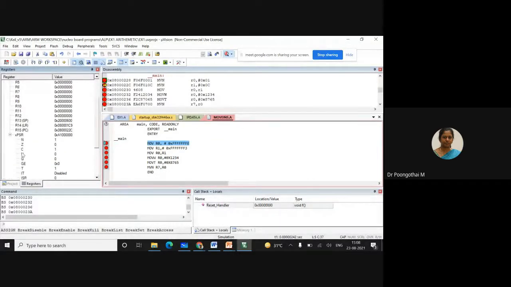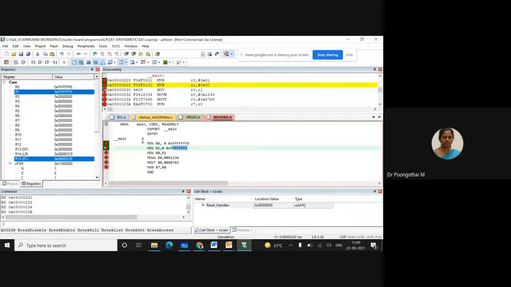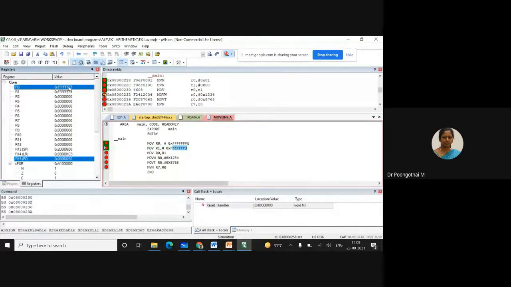So look at the R0 register. It is loaded with this value. And next R1 is loaded with this value. And next I'm going to execute move R0 comma R1. So now R0 is loaded with 76F3. And next, what is the next instruction? Move word R0 comma 1234. Now your R0 is updated with 1234.